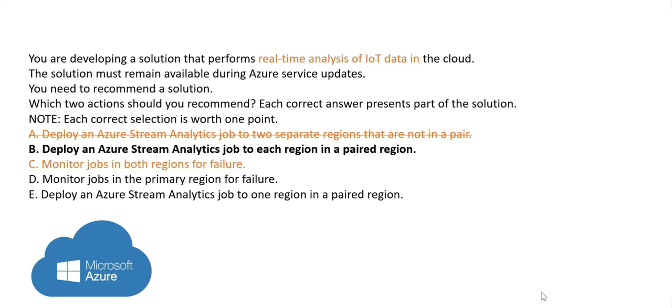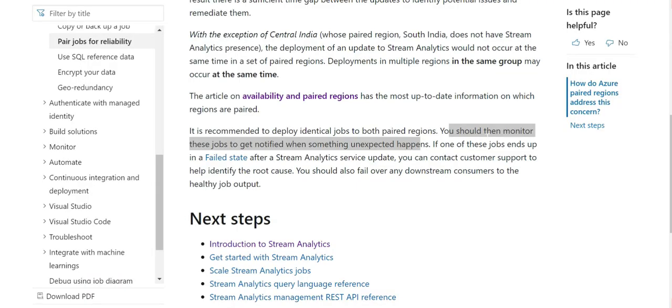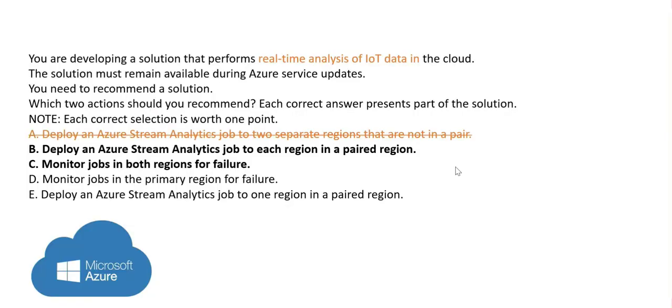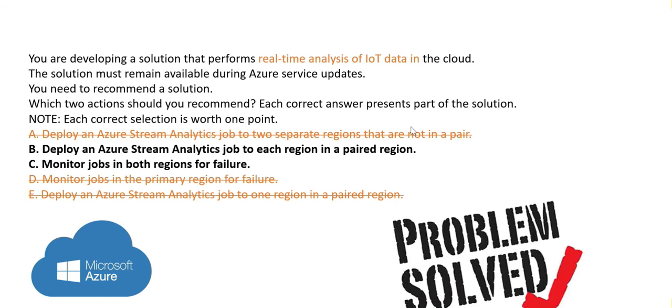Option C states monitor jobs in both regions for failure. That is what we saw: you then monitor these jobs to get notified. So you deploy in both the regions and you monitor in both the regions. This works only with paired regions. Since we got our two answers, option D suggests monitor jobs in the primary region for failure. No, it should monitor in both the regions, so we'll strike this out. Option E suggests deploy the job in one region in a paired region. No, it should deploy in both the regions. So the right options are B and C.